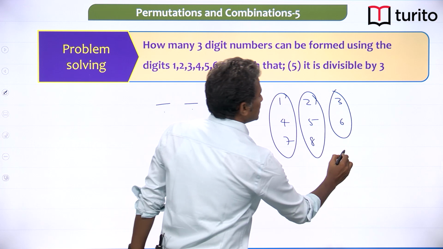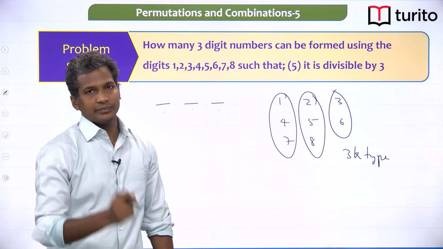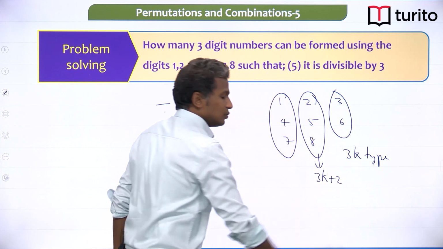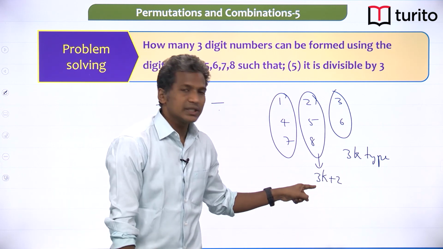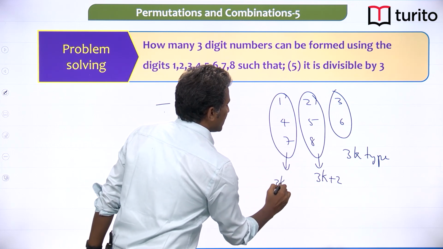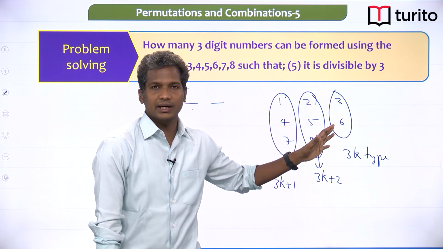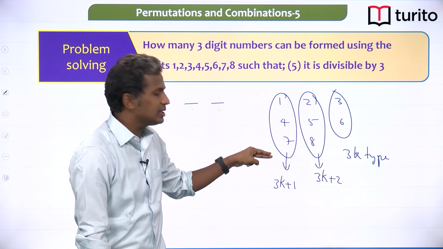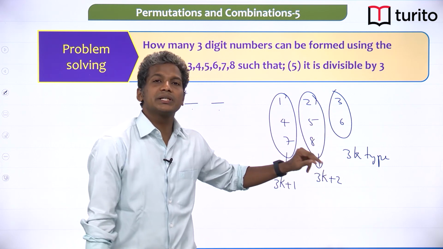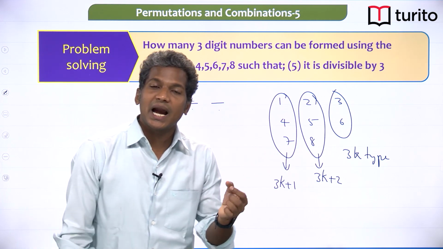So, we can say that the third group is 3k type, that means it is a multiple of 3. Now, the second group is giving you remainder 2 when you divide with 3. So it becomes 3k plus 2 type. Similarly, the first group becomes 3k plus 1 type. So, when we divide with 3, all these 3 numbers give you remainder 1, all these 3 numbers give you remainder 2 and these 2 numbers give you remainder 0. Now, based on this type, I will make cases and solve the question.